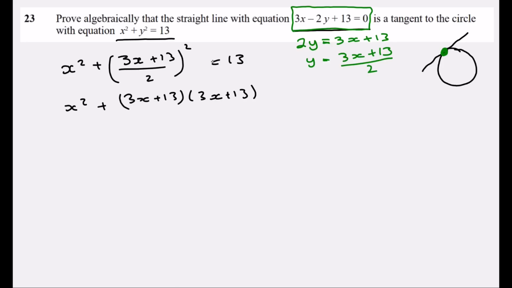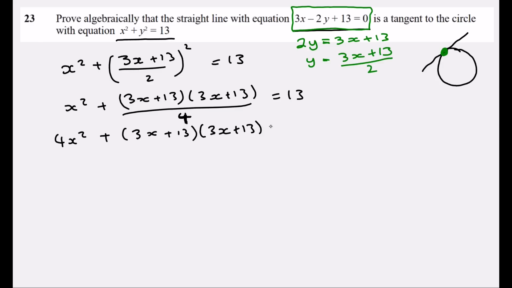When we times fractions, we times the top and times the bottom, so it's going to be over 4 equals 13. I can get rid of the divide by 4 by multiplying every term of my equation by 4. So I have 4x squared plus (3x plus 13) times (3x plus 13) equals 4 13s, which is 52. Now I need to expand these brackets.